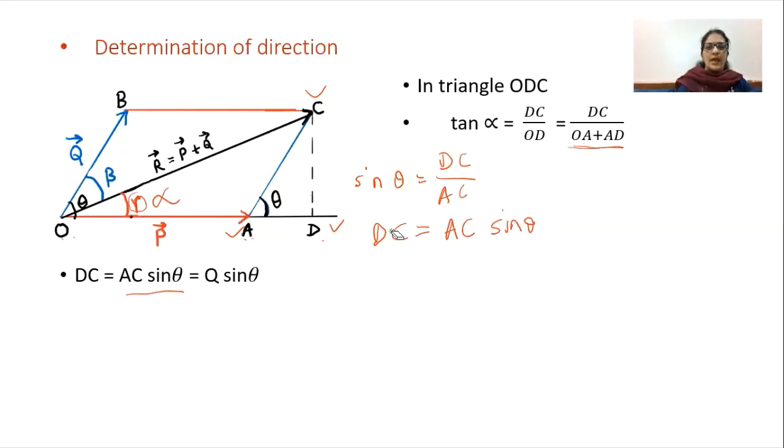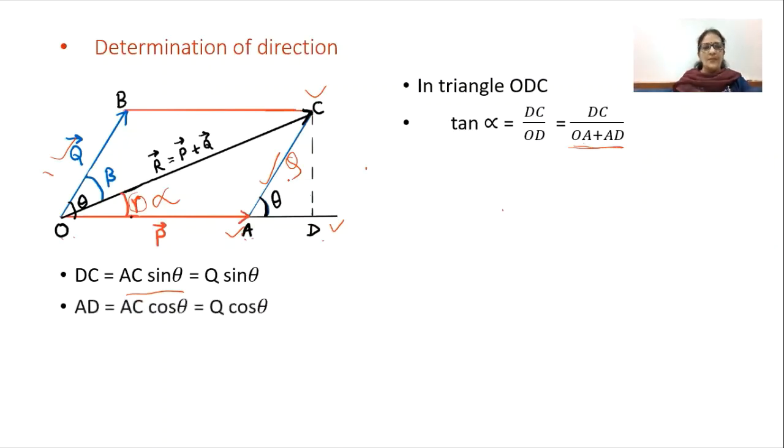Okay. Now what is AC? In the diagram, AC is equal to Q. This AC and OB are the same, which is equal to Q. Right, this is shown in blue as Q, so this is also Q. So it is Q sin theta. Then AD is, as we saw earlier during magnitude, AC cos theta. So it is Q cos theta.